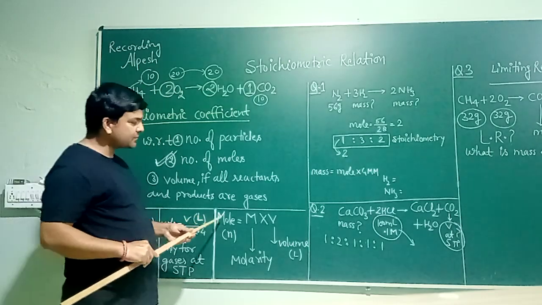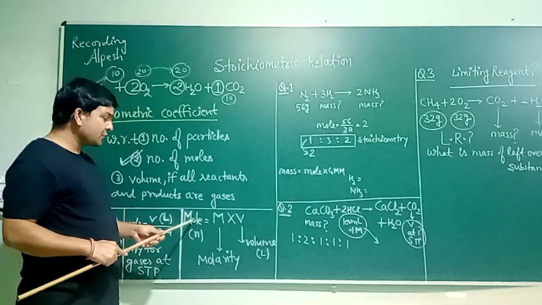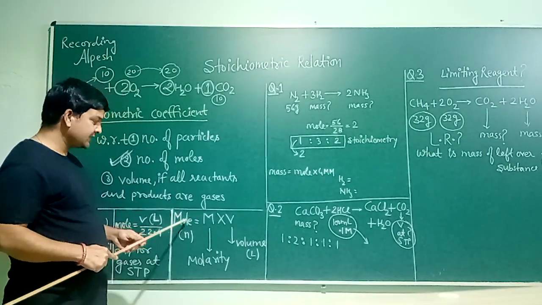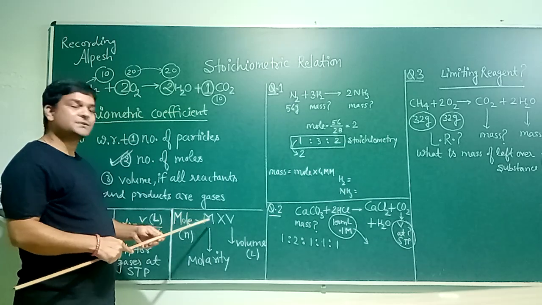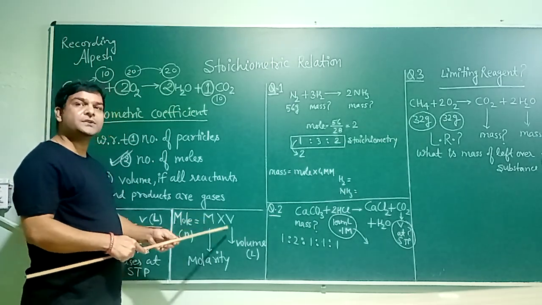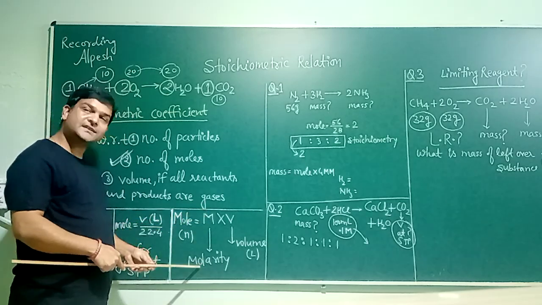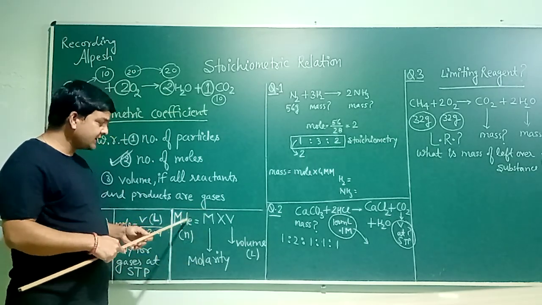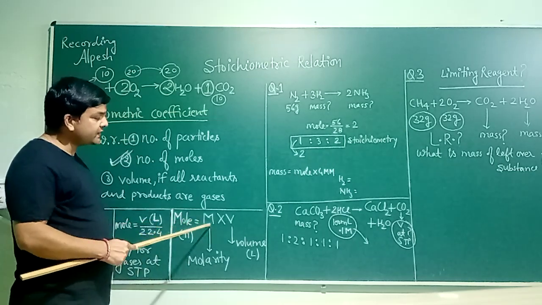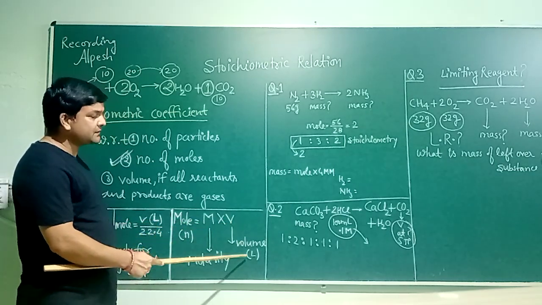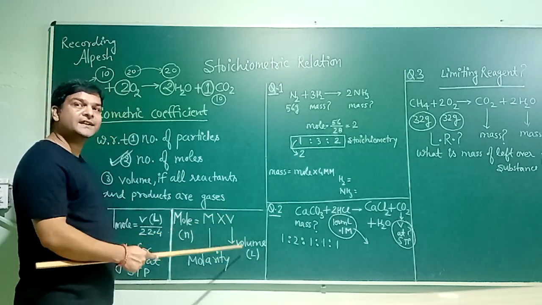The third possible formula is used for solutions. The formula says number of moles, which can be represented by small n also, equals molarity into volume. Now what is the meaning of molarity? Later on we will discuss it in this chapter, but right now just memorize the formula. Moles equal molarity into volume. This volume is the volume of solution and it must be taken in liter.